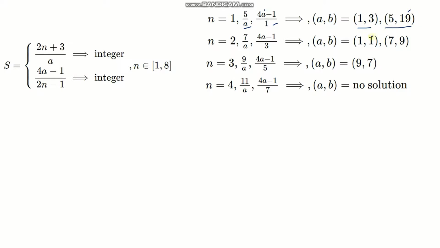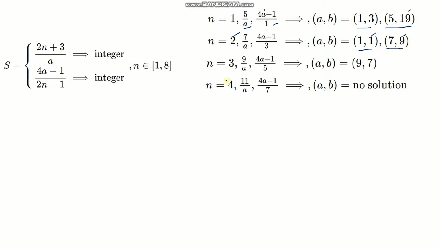When n equals 2, we have 7/a and (4a − 1)/3. The only integers that will divide 7 are 1 and 7. So we have ordered pairs (1, 1) and (7, 9). When a equals 1, we have 4 minus 1 is 3, divided by 3 is 1. When we have 7, 4 times 7 is 28, minus 1 is 27, divided by 3 gives 9.